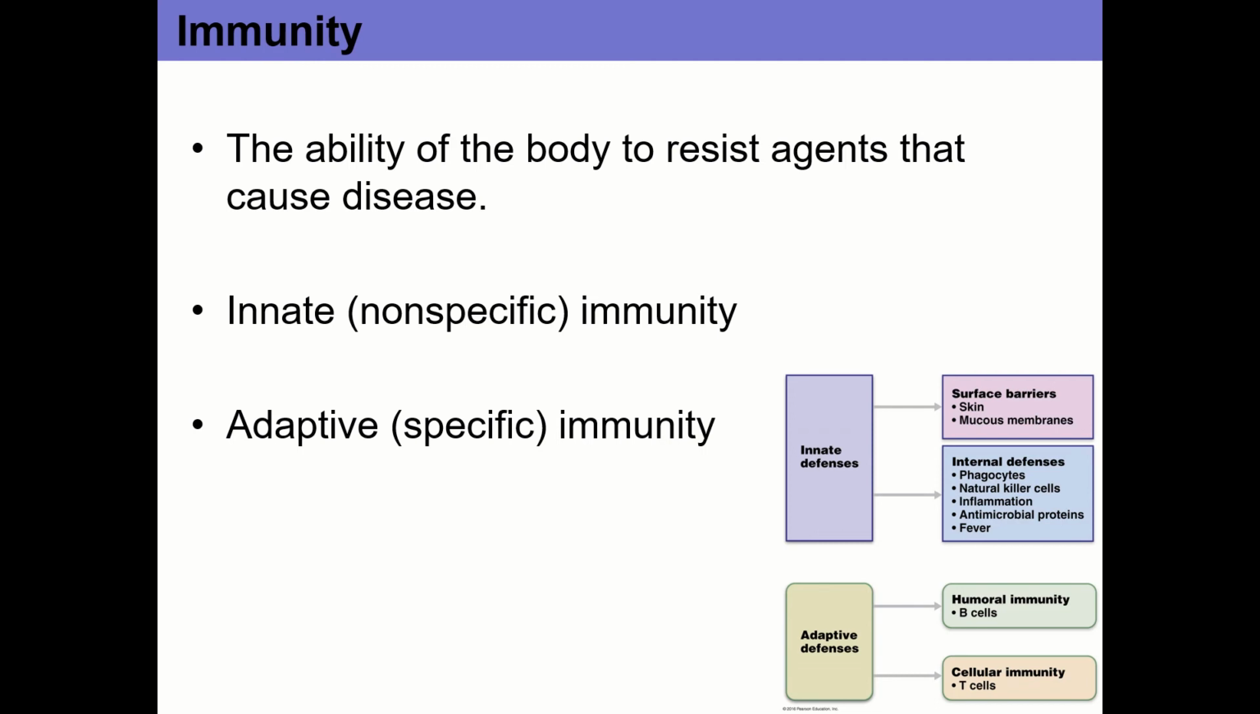Those agents that cause disease could be things like bacteria, viruses, funguses, or fungi, all kinds of different things. Immunity is our ability to repel them because, as you would expect, we are constantly under attack. You've got bacteria that are constantly trying to get into your body and would cause infections if they did, viruses that are trying to get in and cause infections if they did, all those kinds of things, right?